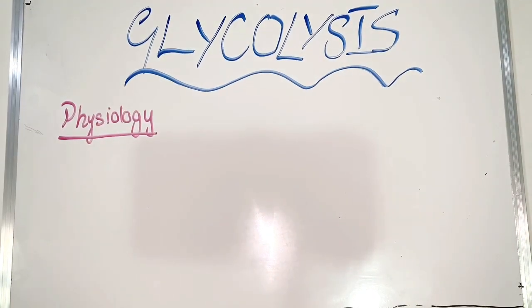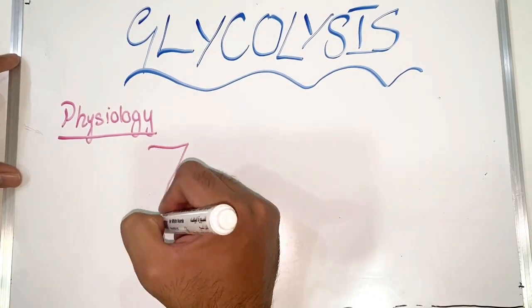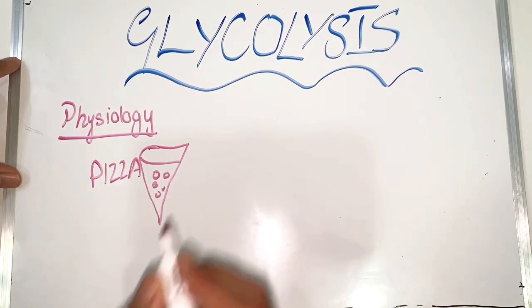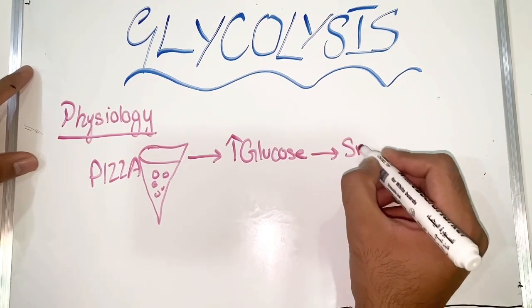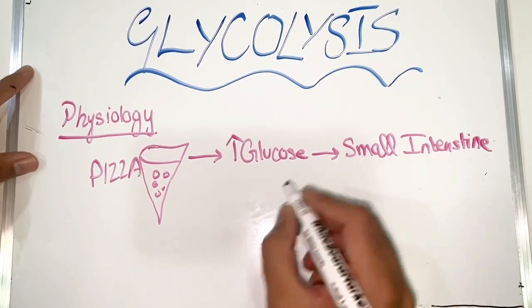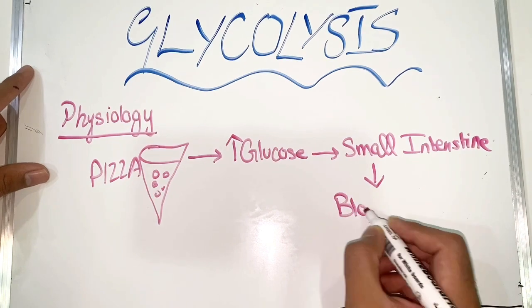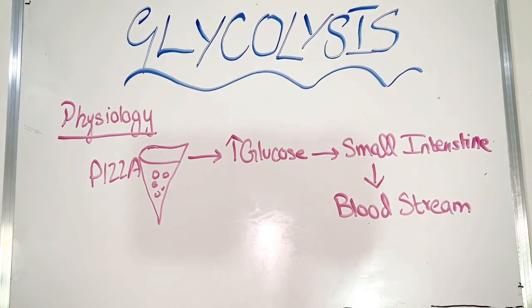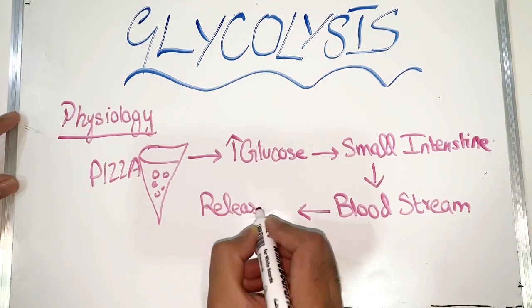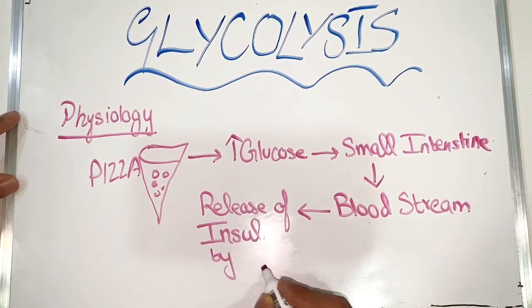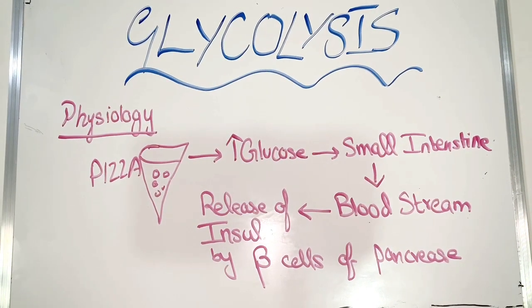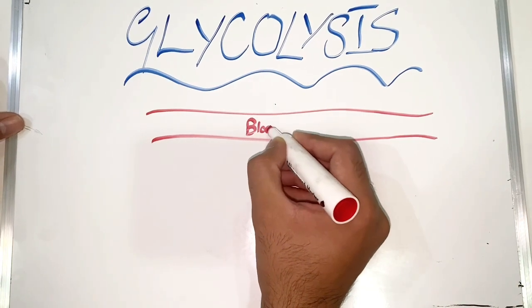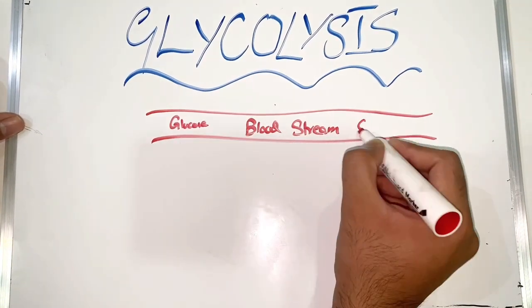Let's discuss some physiology here. Let's assume that in the lunch you had a big slice of pizza. That means the glucose level in your body will be high. From the small intestine, the glucose will go to the bloodstream. And due to its high concentration, the beta cells of the pancreas will release insulin. Insulin plays a major role in maintenance of glucose in the body. Let's see what insulin does.